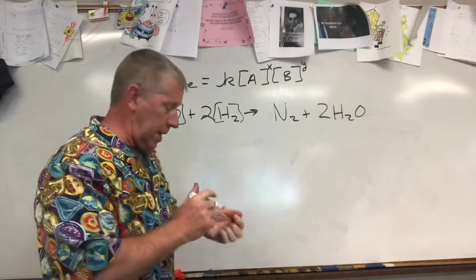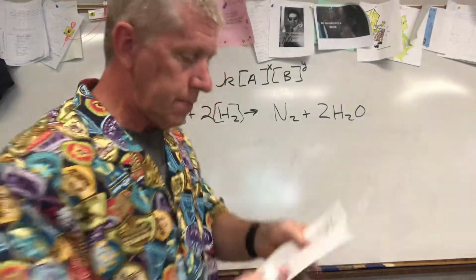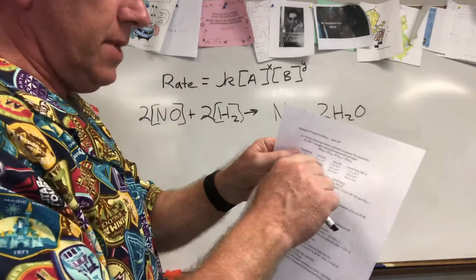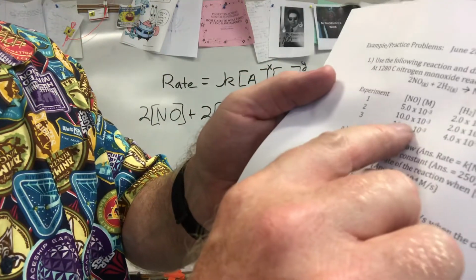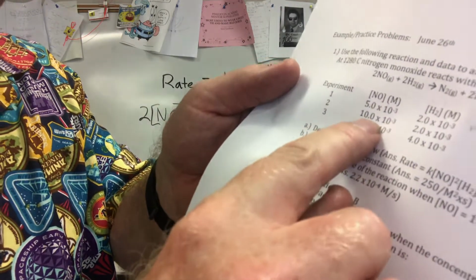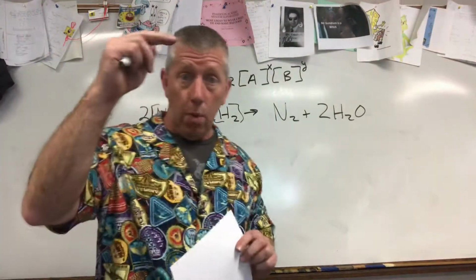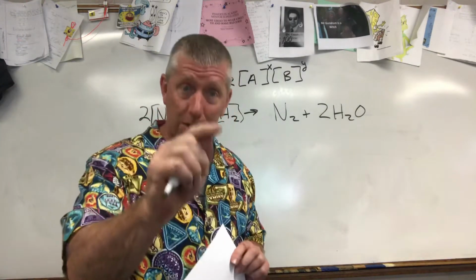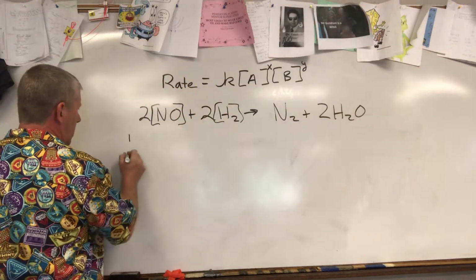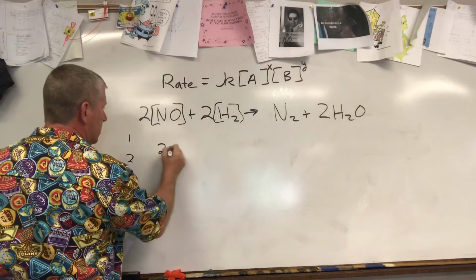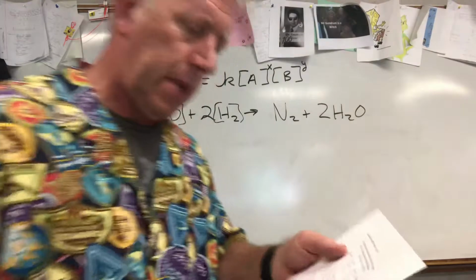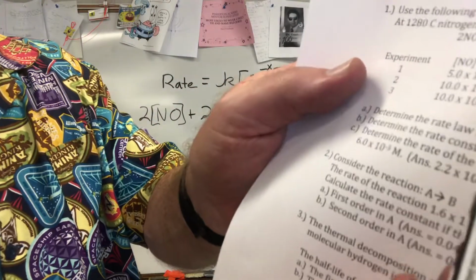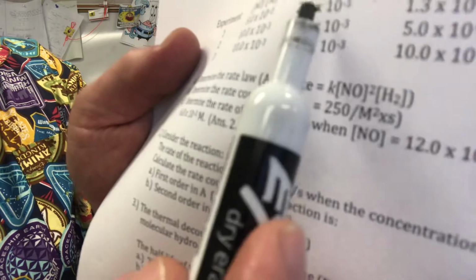And these are telling me that in experiment 1, I have 5.0 times 10 to the minus third of the nitrogen monoxide. Then, in experiment 2, I have 10 times 10 to the negative third. What happened? What did we do from experiment 1 to experiment 2? What did we do to the nitrogen monoxide? We doubled it. From experiment 1 to experiment 2, we doubled the amount of nitrogen monoxide. What did we do to the hydrogen? Check it out. We kept the hydrogen the same. We kept it from 2 to 2.